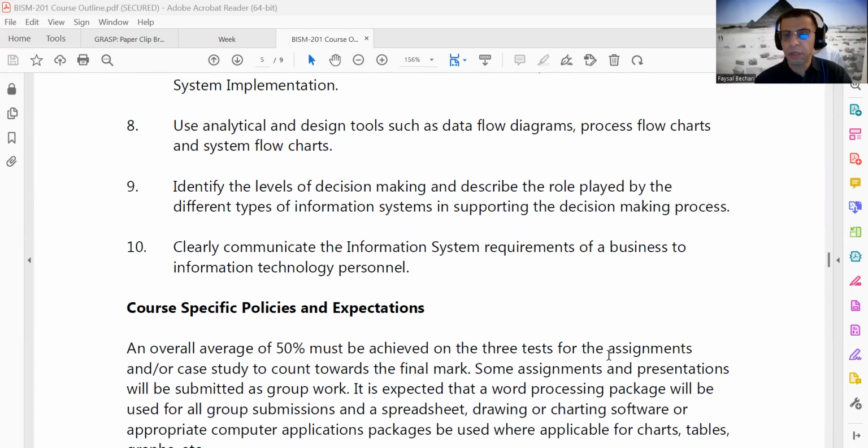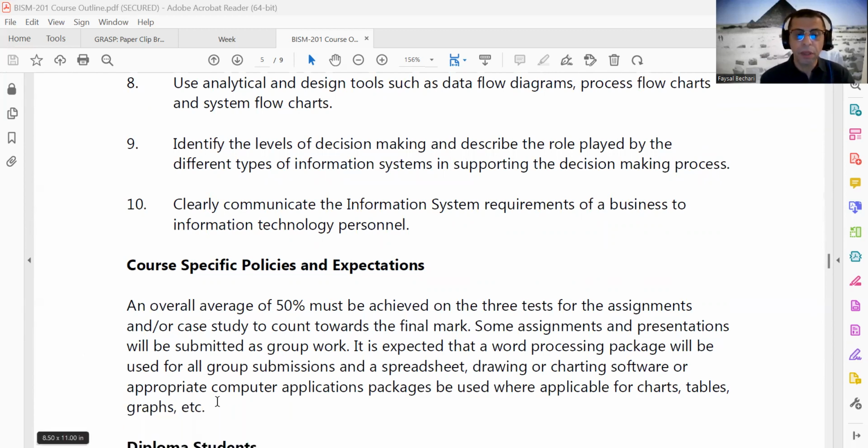tests for the assignment or case study. They count toward the final mark. So you have 3 assignments, you have 3 tests, and you have to achieve more than 50%. Some assignments and presentations will be submitted in a group mostly, and some individually.